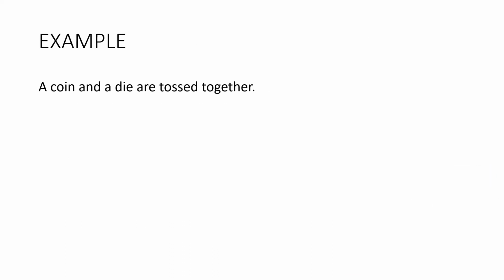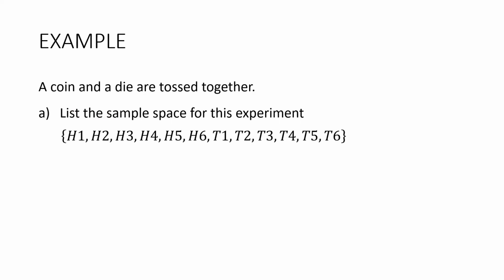Here's our example. A coin and a die are tossed together. List the sample space for this experiment. So we need to consider both events. The coin can land heads or tails. The die can land 1, 2, 3, 4, 5, or 6. So here's the sample space. Heads 1 up to heads 6 and tails 1 up to tails 6. There are 12 possible outcomes altogether. It's important to be systematic when you're listing the sample space.